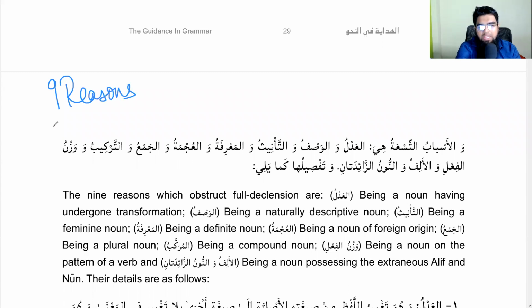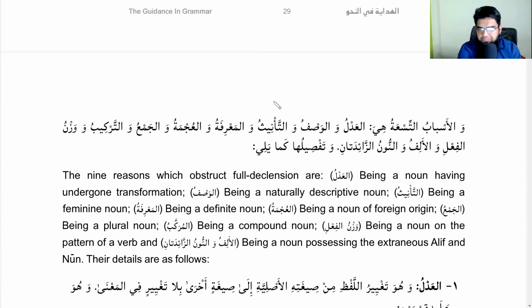So when will you make a word into a diptote? Ghayr munsarif, that is, diptote. In English, diptotes and triptotes. Dip means dual, no? So it has dual endings. That's it. Dhamma and fatha. Triptotes means it has all the 3 endings. Fatha, dhamma. Well, asbabu tis'atu hiya.